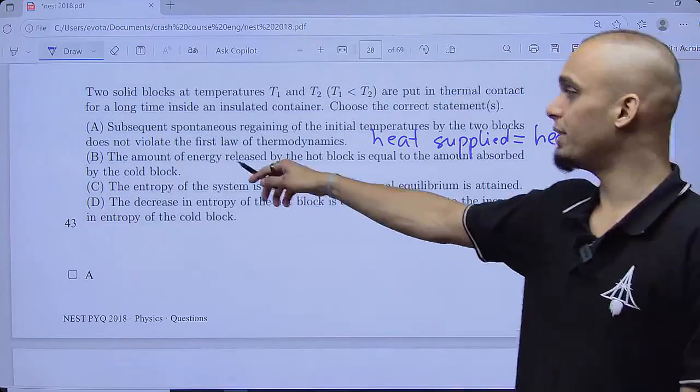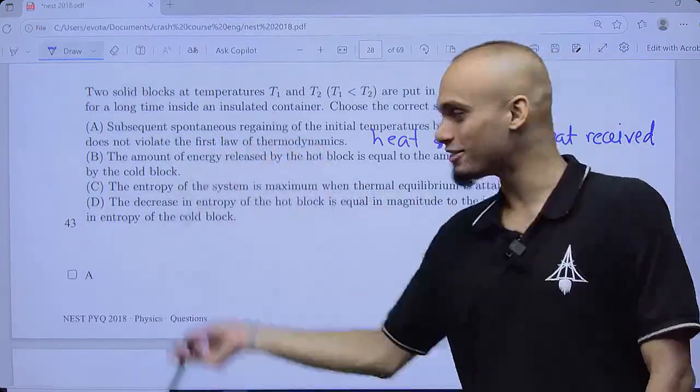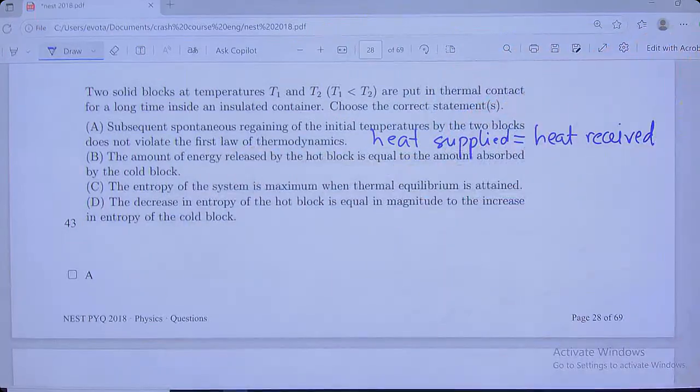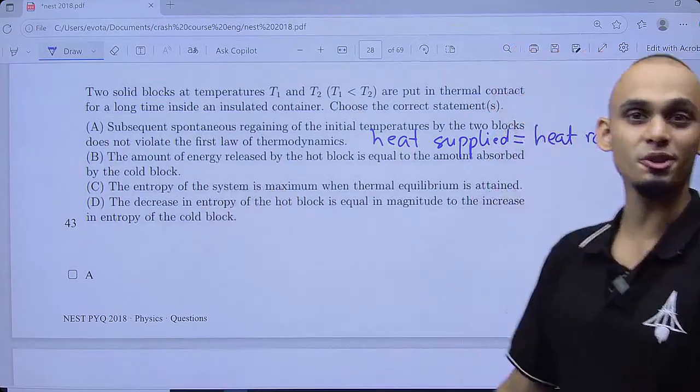Option B is basically the statement of the first law. The amount of energy released by hot block should be equal to amount absorbed by the cold block. It is basically a statement of first law. So B is also correct over here.